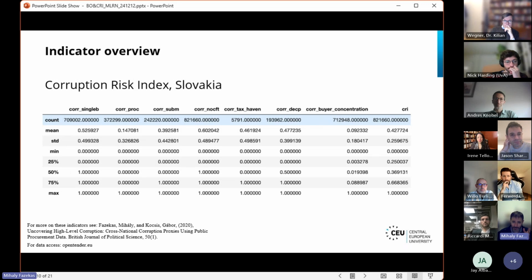Looking at the corruption risk index, the set of red flags in the procurement transactions, we'll not go into detail. There have been many publications with this. These indicators have been separately validated against proven cases, against some statistical evidence. But the idea is that these red flags in procurement capture risky features of the tendering process and the contract award process.